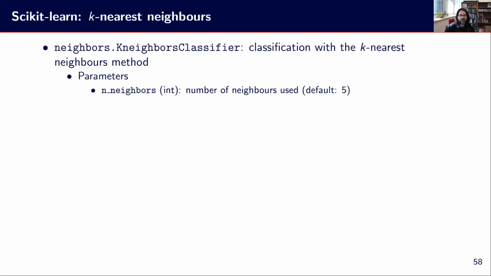In terms of k-nearest neighbors, we have the KNeighborsClassifier model, which allows us to make KNN classification. So of course, we are able to determine the number of neighbors. The k value here is available. By default, it is using k equal to 5.